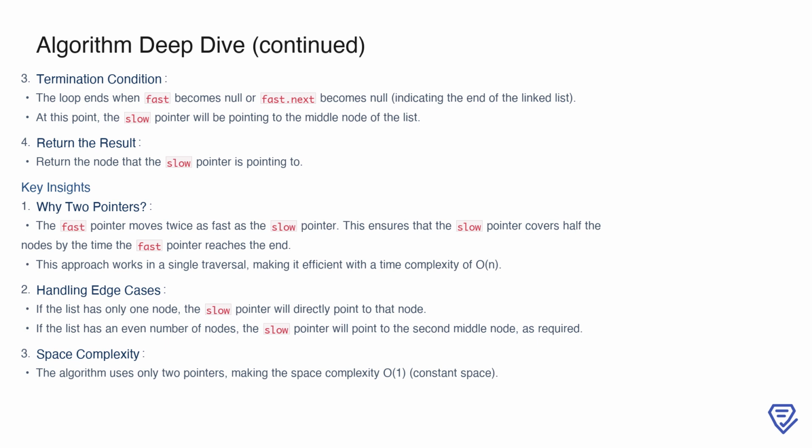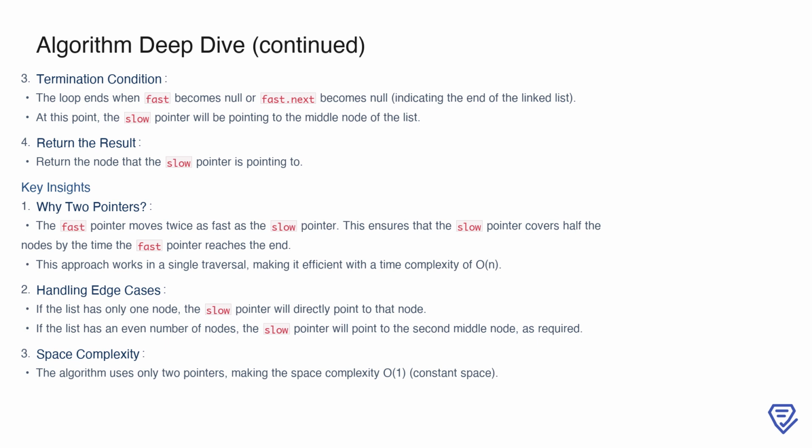There are several key insights to consider with this approach. The reason the two-pointer technique works is because the fast pointer moves at twice the speed of the slow pointer. As a result, when the fast pointer is at the end, the slow pointer has covered exactly half of the list, landing at the middle. This technique is efficient, requiring only a single traversal of the list, which gives it a time complexity of O(n). Additionally, it uses only two pointers, so the space complexity is constant, or O(1).